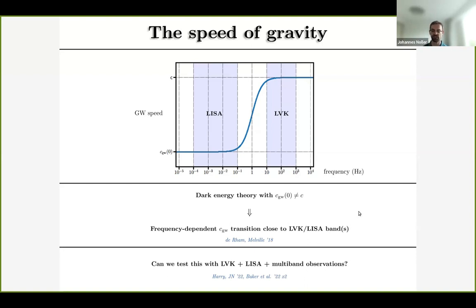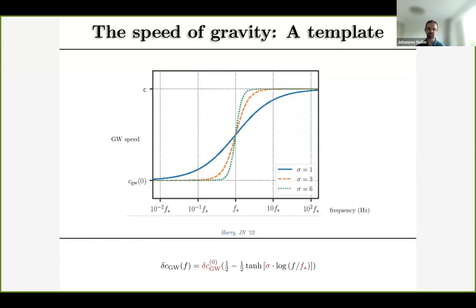So now that I've set the scene and spent most of my time on that, let me tell you a little bit about the actual work that we've done here. First, it's important to parameterize our ignorance about this transition. I just want to spend a second on this here.